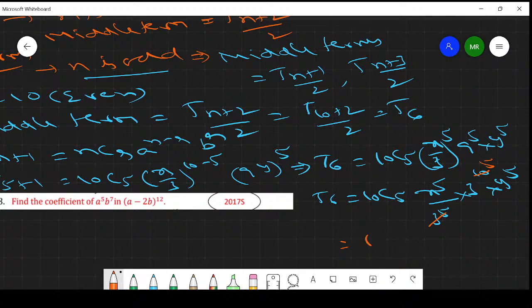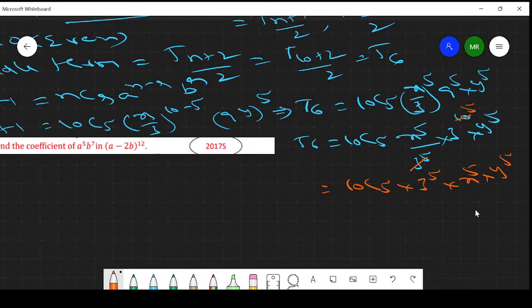Or you can leave it as 10C5, x power 5, y power 5. You get 3 power 5 into x power 5 into y power 5. You will get like this. This is your answer: 10C5 into 3 power 5, x power 5, y power 5. If time is there, you simplify 10C5 also. This is the required answer.